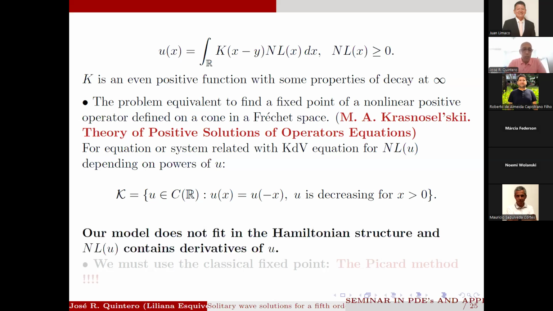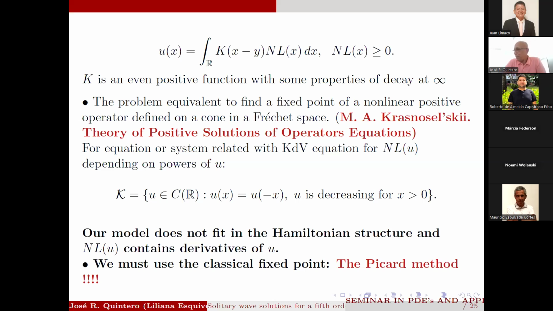What happened with our model? Our model doesn't fit into the Hamiltonian structure, and secondly, the nonlinear part contains derivatives of U, which is a huge problem. So the only choice that you have is to go to the classical fixed point method, which is the Picard method. The idea is to take initial data, construct a sequence using the recursive sequence, and then try to show that this converges to something. What's the problem?